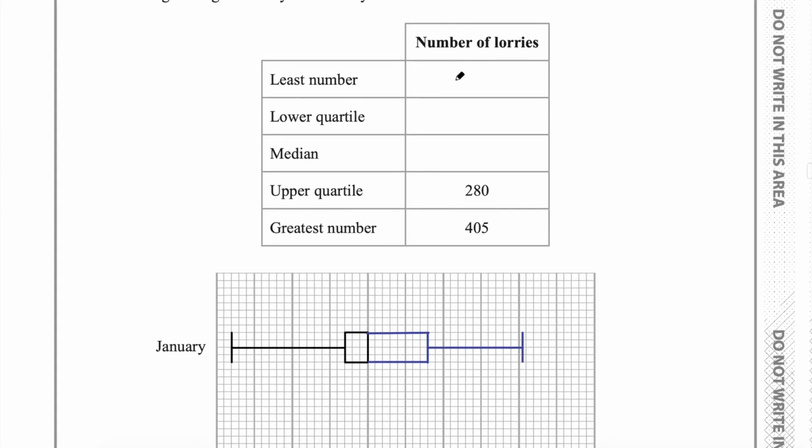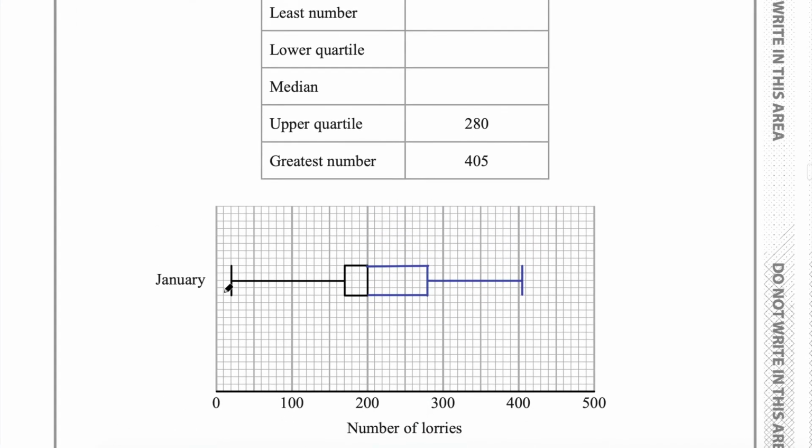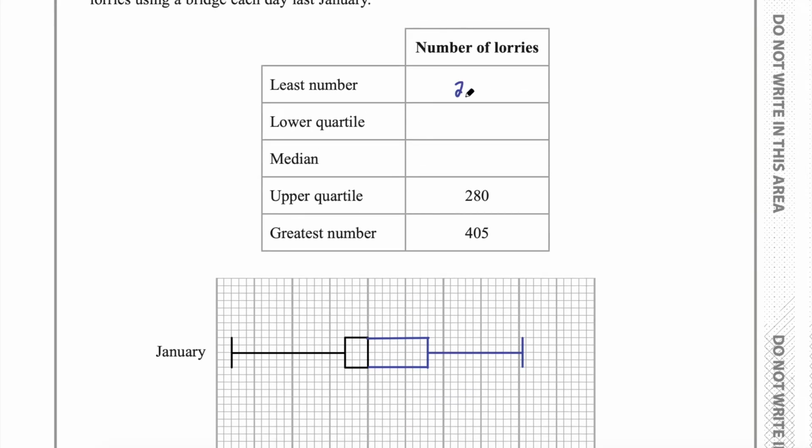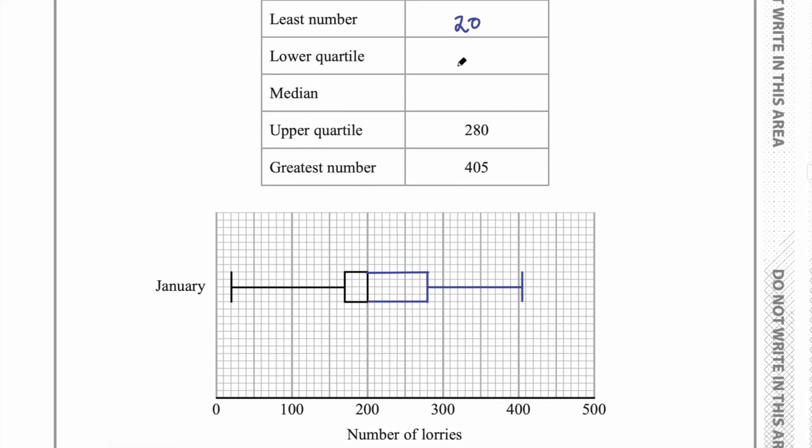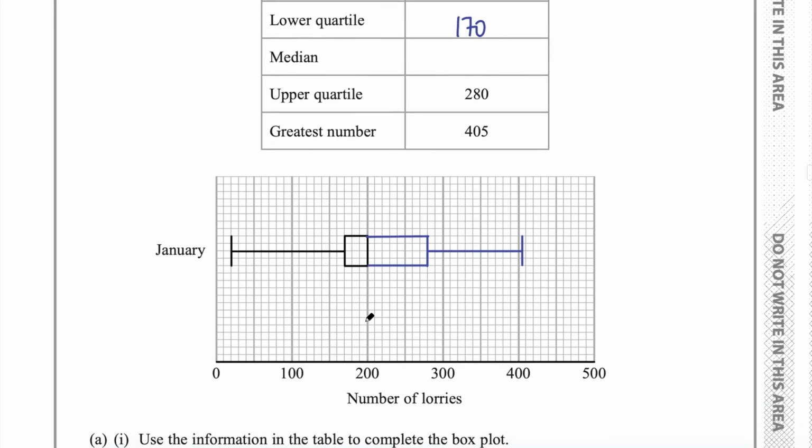And then we need to fill in the least number. So this is going to be down here at the minimum, that's 20. The lower quartile is here, that's 170. And the median is 200.